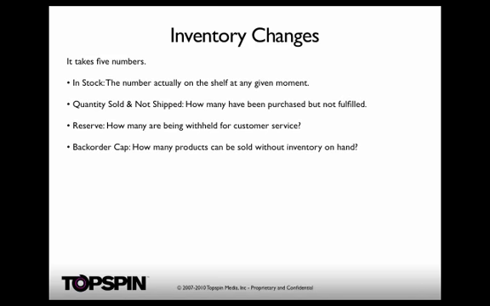The backorder cap is also a new number, and the backorder cap is answering the question of how many products can be sold without inventory on hand. So if you have an item that has a periodic availability, or you have unexpected supply, or you have a supply chain that is not as smooth as you would like, and sometimes there are delays in getting things ahead of knowing that you're running low in stock, the backorder cap allows you to continue selling without being constrained to strictly what is on hand.